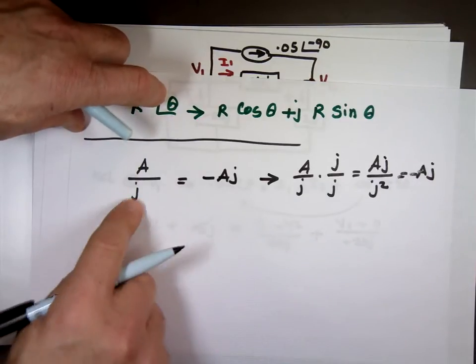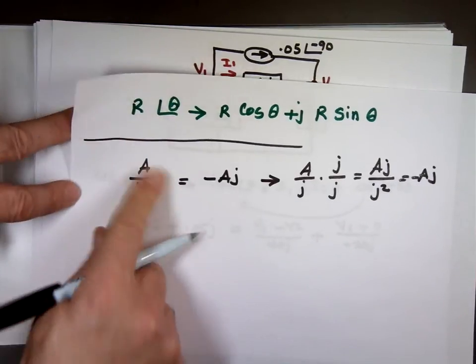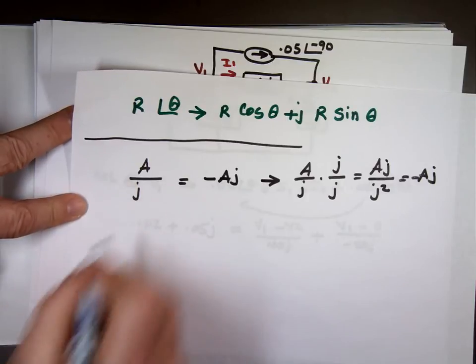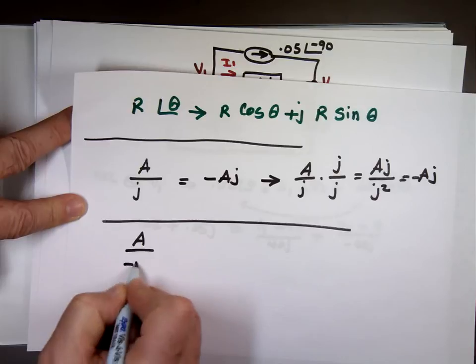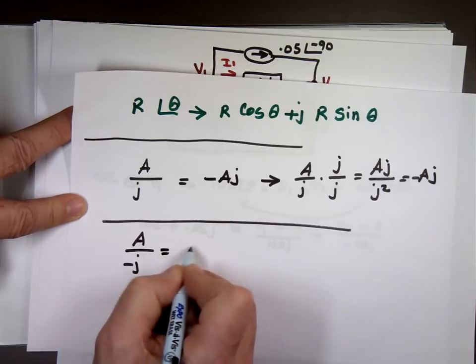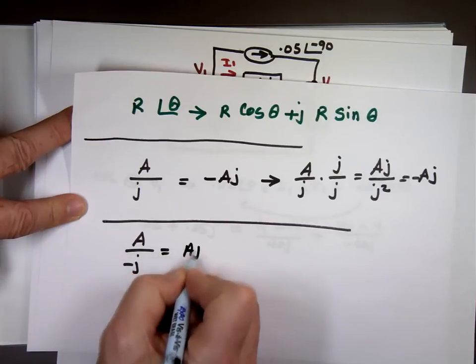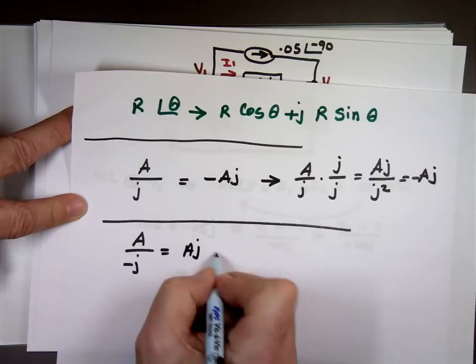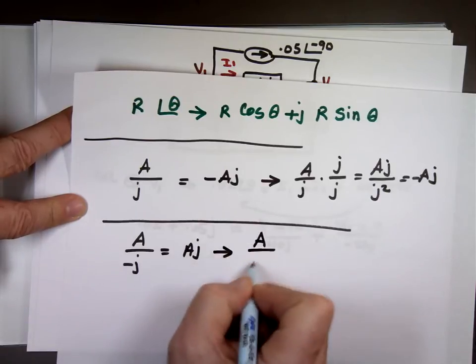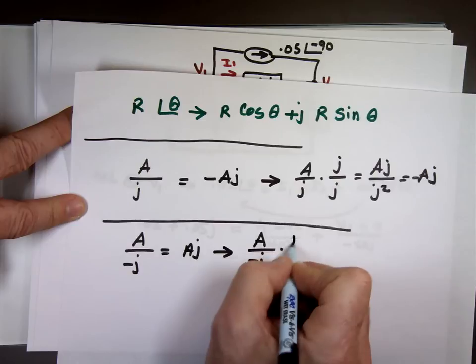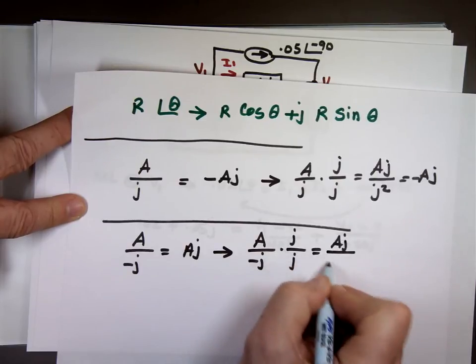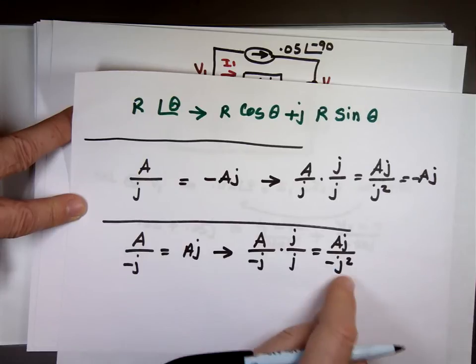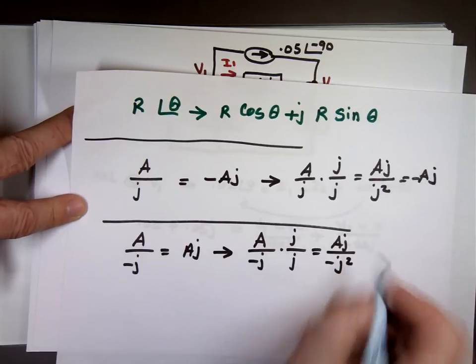So if you have a positive j in the bottom, when you bring it to the top, it becomes a negative j. The same thing: if you have a negative j in the bottom, when you bring it up, it becomes a positive j. Again, why? You multiply the top and the bottom by j. j squared is minus 1, and with the minus sign, it's going to make it a plus 1.